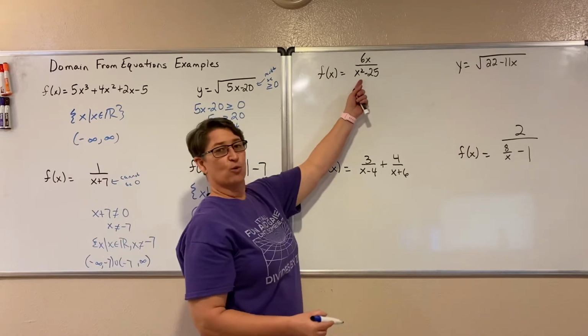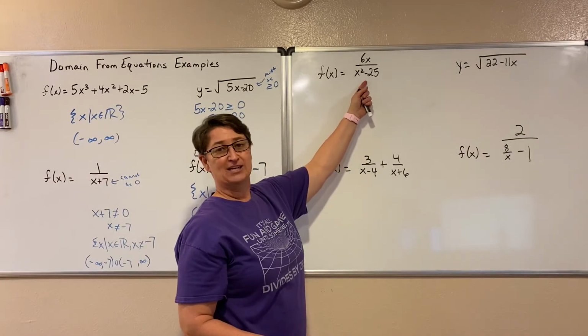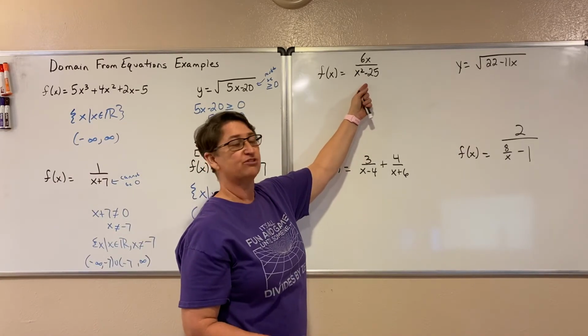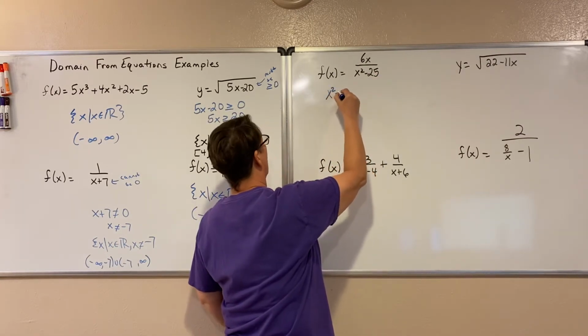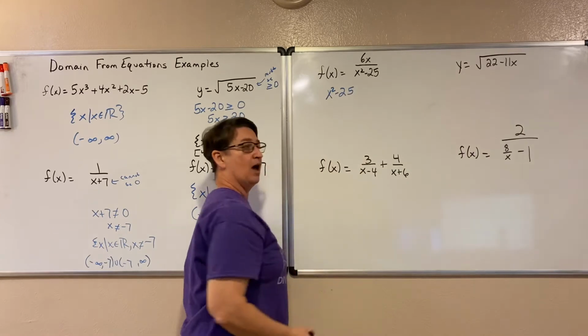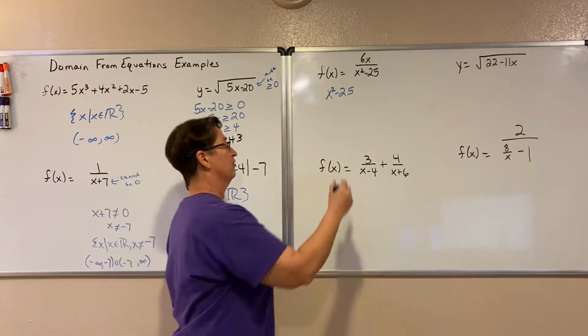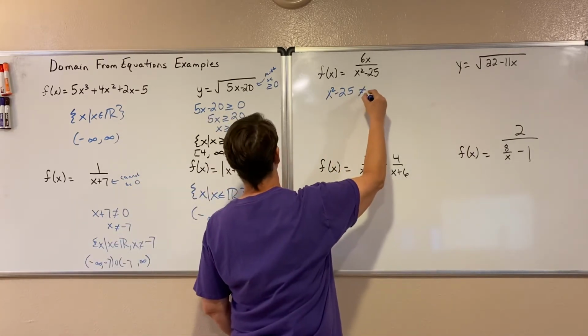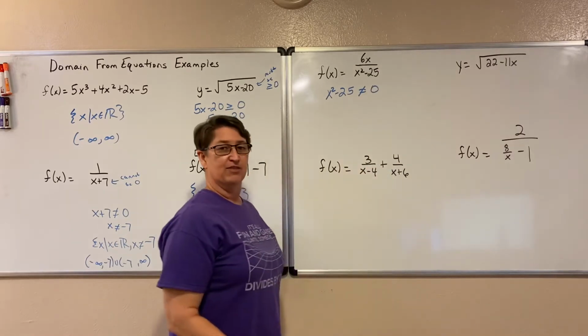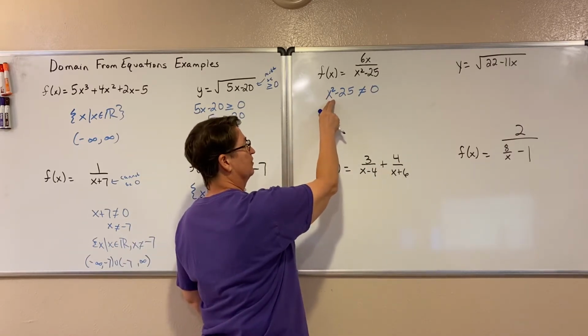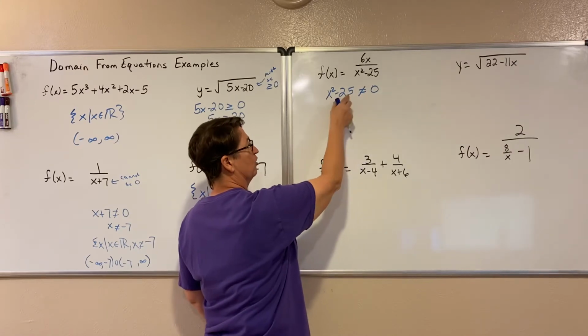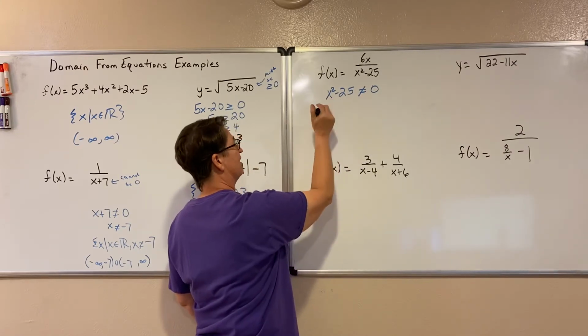Here, I have a rational function. Again, my denominator cannot be equal to 0. So I'm just going to take my denominator. Notice I'm not worried about the numerator. I'm only worried about the denominator. And I'm going to say it cannot be equal to 0. And then I'm just going to solve it. Well, here it's already set equal to 0, so I'm going to factor, my favorite F word.